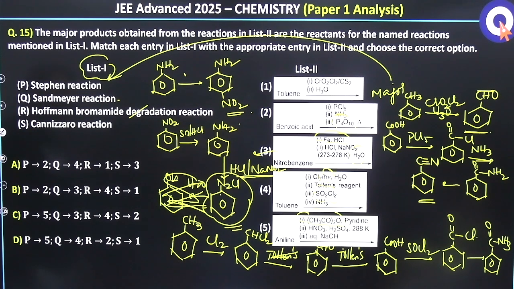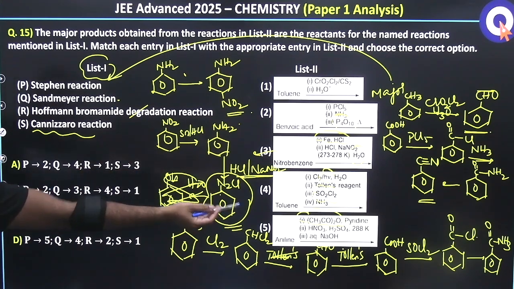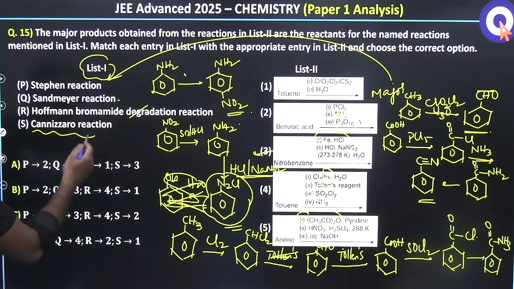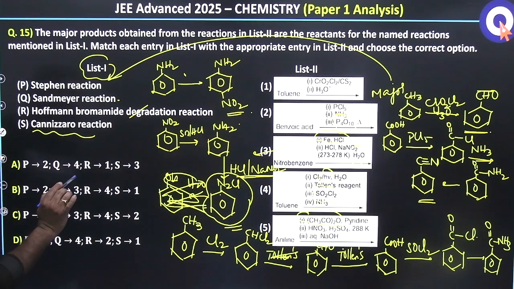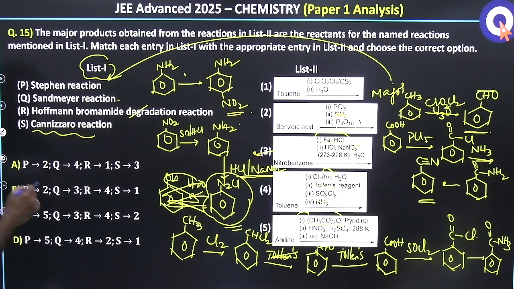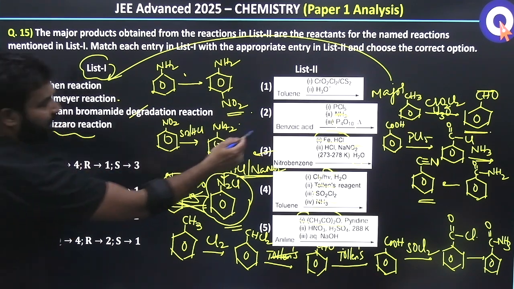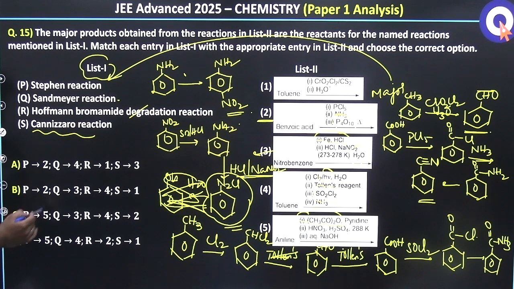Now we will check what exactly will be the answer. In the first one, what did we get? Benzaldehyde. As we know, it is not in the Stephen reaction. For Stephen reaction we need cyanobenzene. For Sandmeyer reaction, benzene diazonium chloride is there. For Hofmann bromamide we have benzamide, and for Cannizzaro reaction, benzaldehyde. So first of all we see P. For P the answer is 2, so out of these two will be wrong. We have to check Q, which is 4 as he has given, or 3.